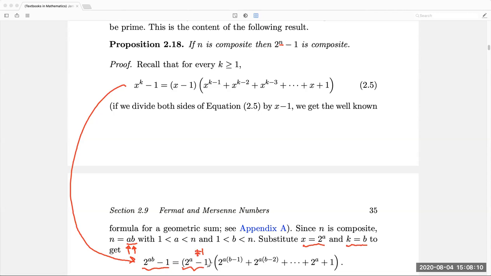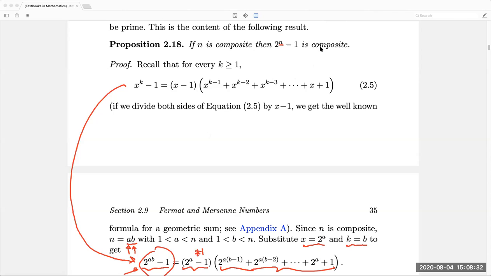And also it is an integer. So you can see this number can be expressed as the multiple of two integers. So that means this number is a composite also. Okay, this is a very clever and very beautiful proof for this theorem.